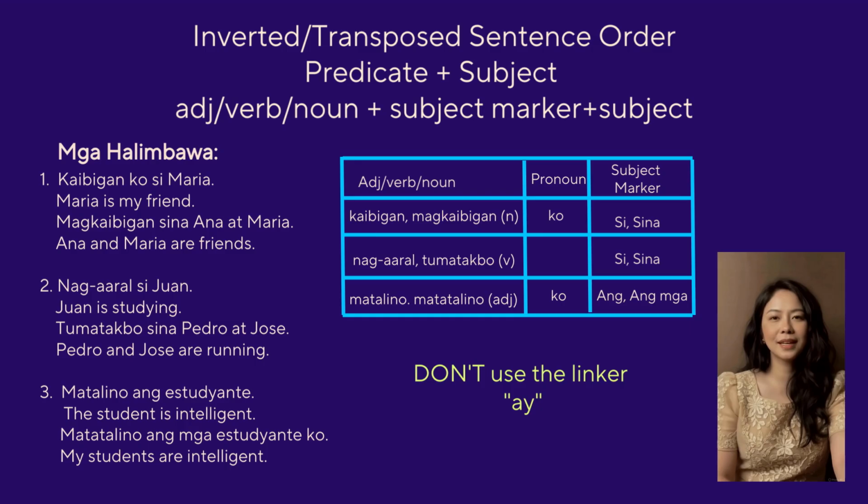Number 3, matalino ang estudyante. We are using an adjective here, matalino, and then our subject marker, ang, and our subject, estudyante. For the plural form, matatalino ang mga estudyante ko. Matatalino, it's an adjective, and then subject markers ang mga because it's plural, and our subject, estudyante.